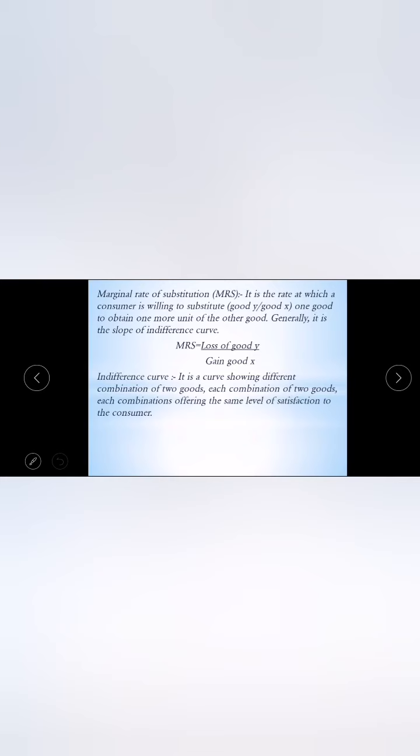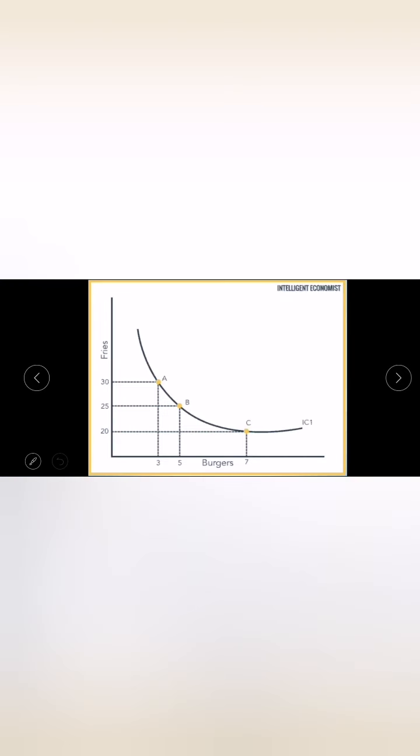Next we are moving to the indifference curve. It is a curve showing different combinations of two goods, each combination offering the same level of satisfaction to the consumer. Okay, here we'll see the graph. This is an indifference curve.